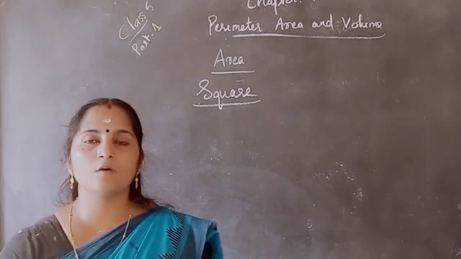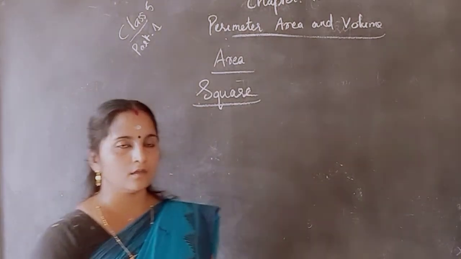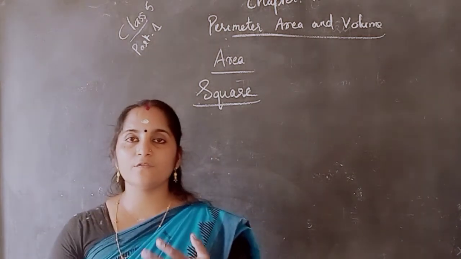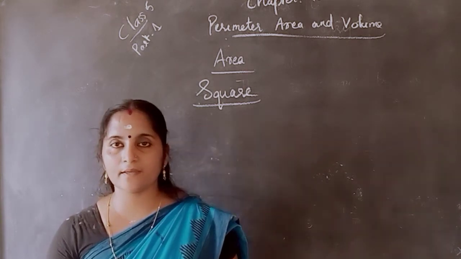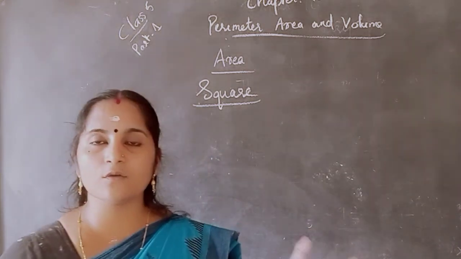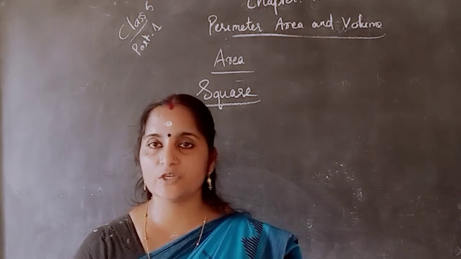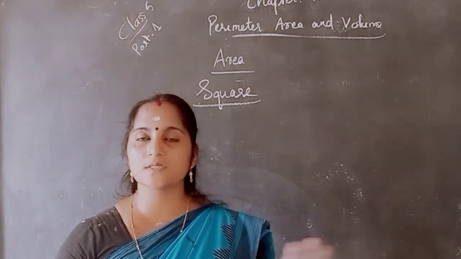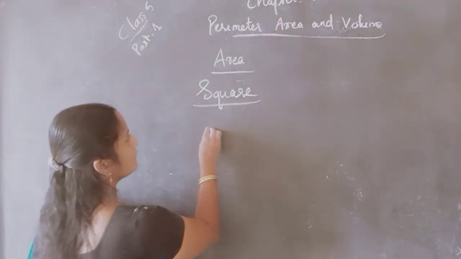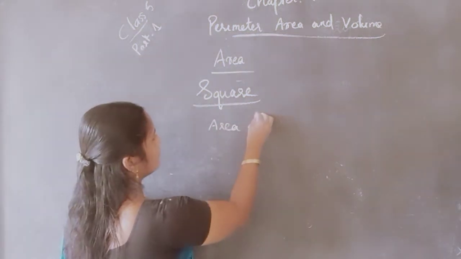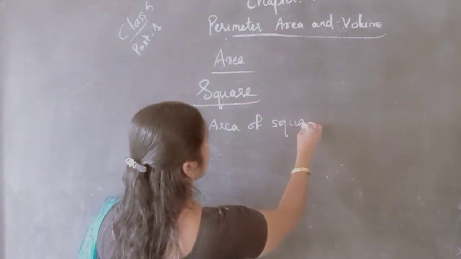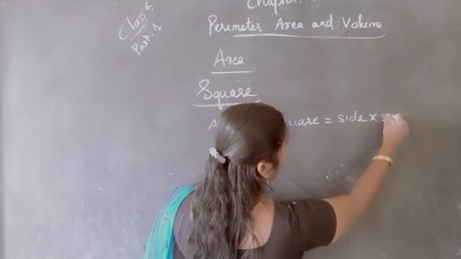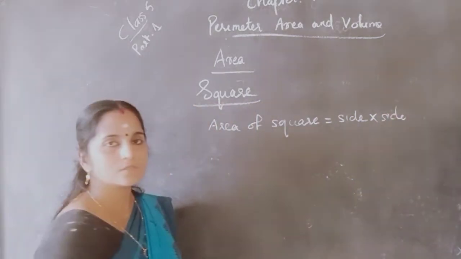Next we discuss the area of a square. A rectangle's area is length into breadth, and if we compare this rectangle and square, we know that instead of L and B we have the same measures. So L into B here becomes side into side. That's the only difference. So what is the area? Area of a square is equal to, length is the same, breadth is the same, so we write it as A or side into side.